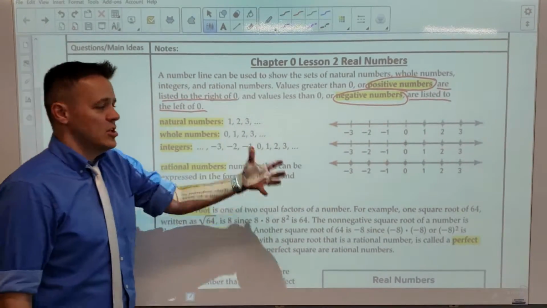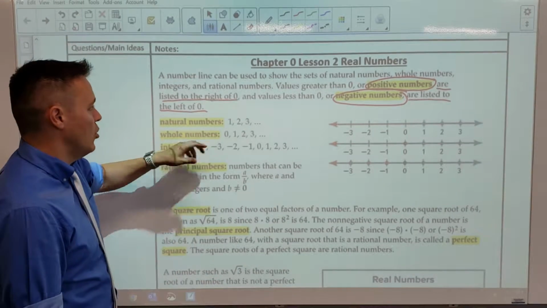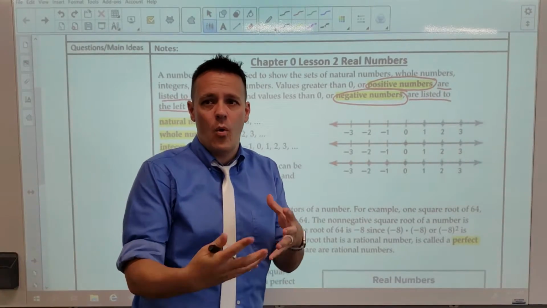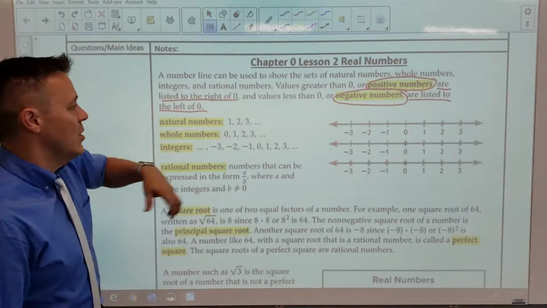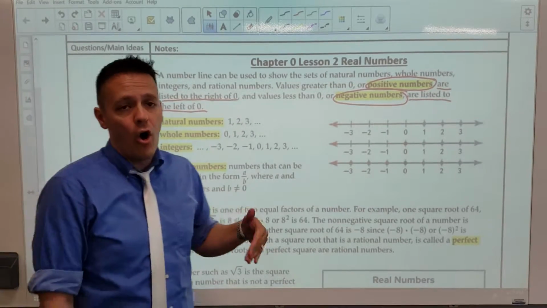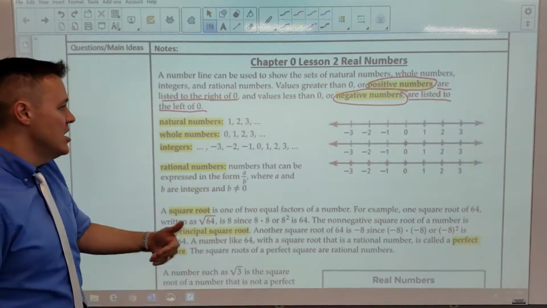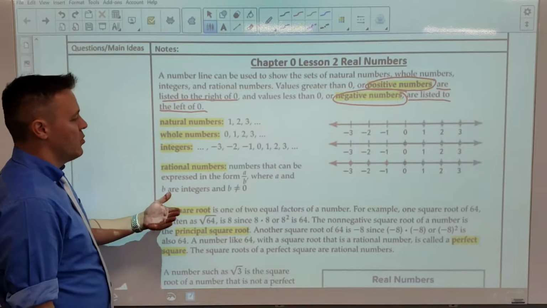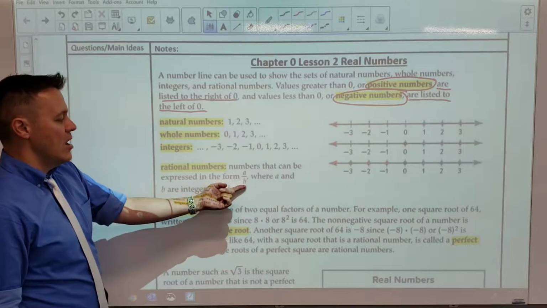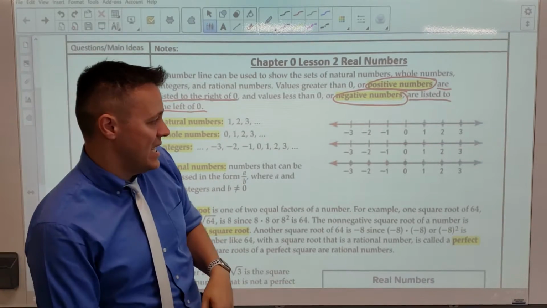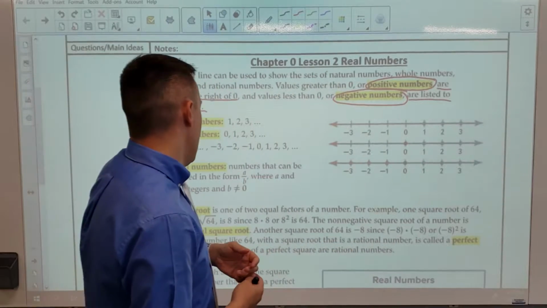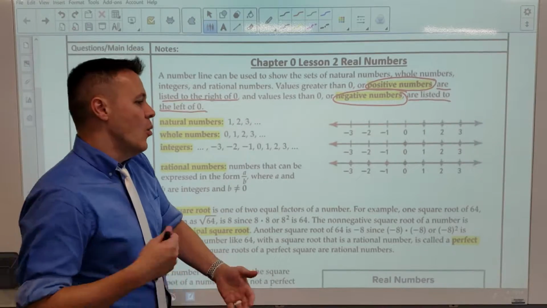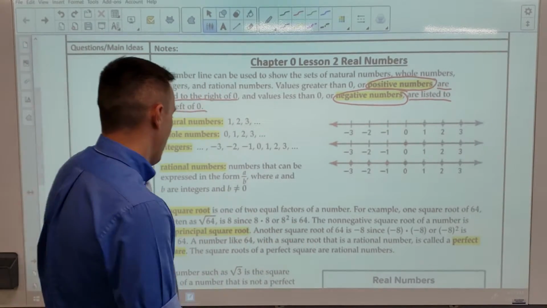Natural numbers are naturally occurring in the environment: 1, 2, 3, 4, 5. Whole numbers: the only difference between natural and whole is that natural doesn't include 0, because you can't quantify 0, but 0 is a whole number. Integers are all whole numbers, both positive and negative, so you can see the difference between the two. Rational numbers are any numbers that can be expressed in the form a over b, where a and b are integers and b does not equal 0. So anything that can be expressed as a fraction, like 1/2, 1/4, some weird fractions, it doesn't matter.